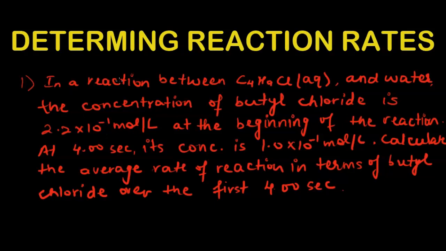The question says, in a reaction between C4H9Cl, that is butyl chloride, and water, the concentration of butyl chloride is given to us as 2.2 times 10 to the power minus 1 moles per liter. This is the concentration at the beginning of the reaction. At 4 seconds, its concentration is 1.0 times 10 to the power minus 1 moles per liter. Calculate the average rate of reaction in terms of butyl chloride over the first 4 seconds.